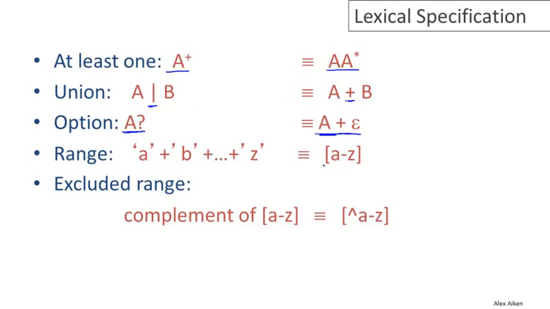And then we had character ranges, which allows us to do a big union of a bunch of characters in order. And one more that's actually fairly important, but we didn't discuss last time, is the complement of a character range. So this expression here means any character except the characters A through Z.